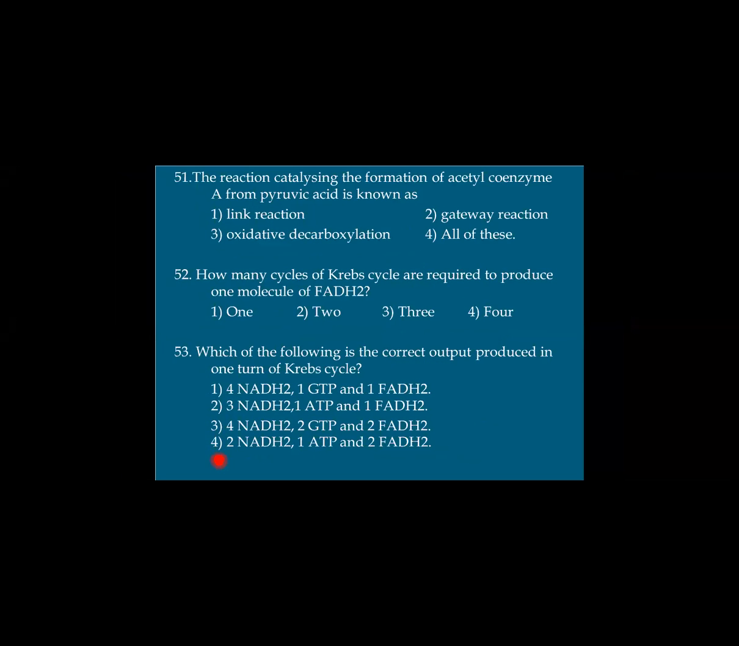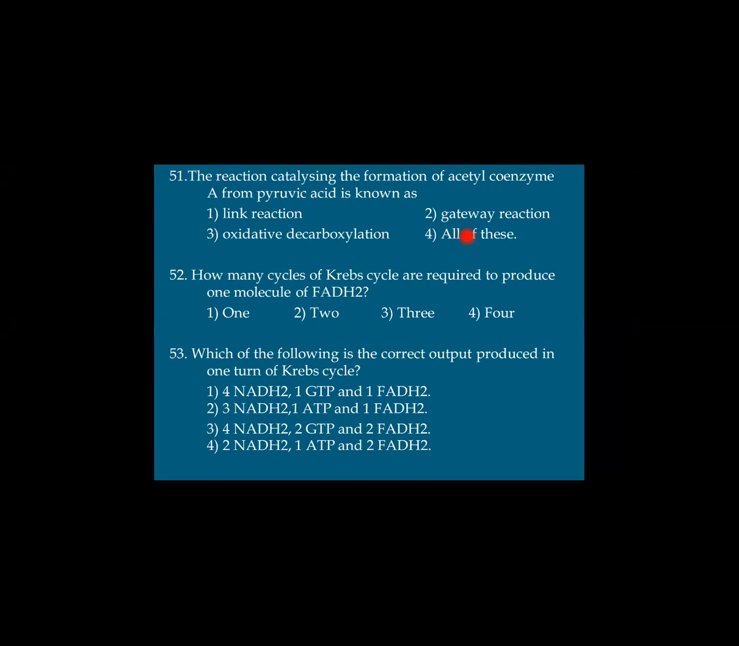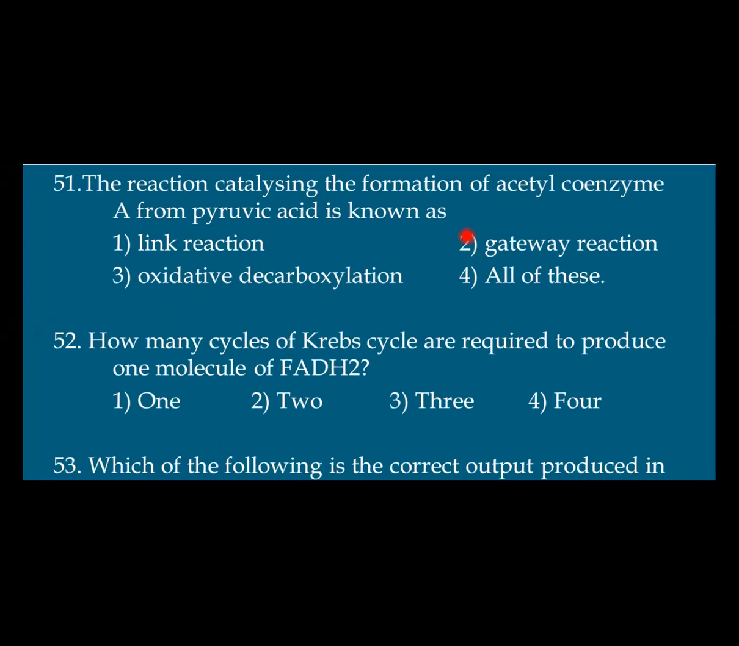Next question, the reaction catalyzing the formation of acetyl coenzyme A from pyruvic acid is known as. Now, what is this reaction? Link reaction, gateway reaction, oxidative decarboxylation, all of these. So, what should be the answer? Students, option number 4, all of these, because I said it is also called link reaction. It's also known as gateway step, and definitely it is oxidative decarboxylation. So, option 4 is the answer.